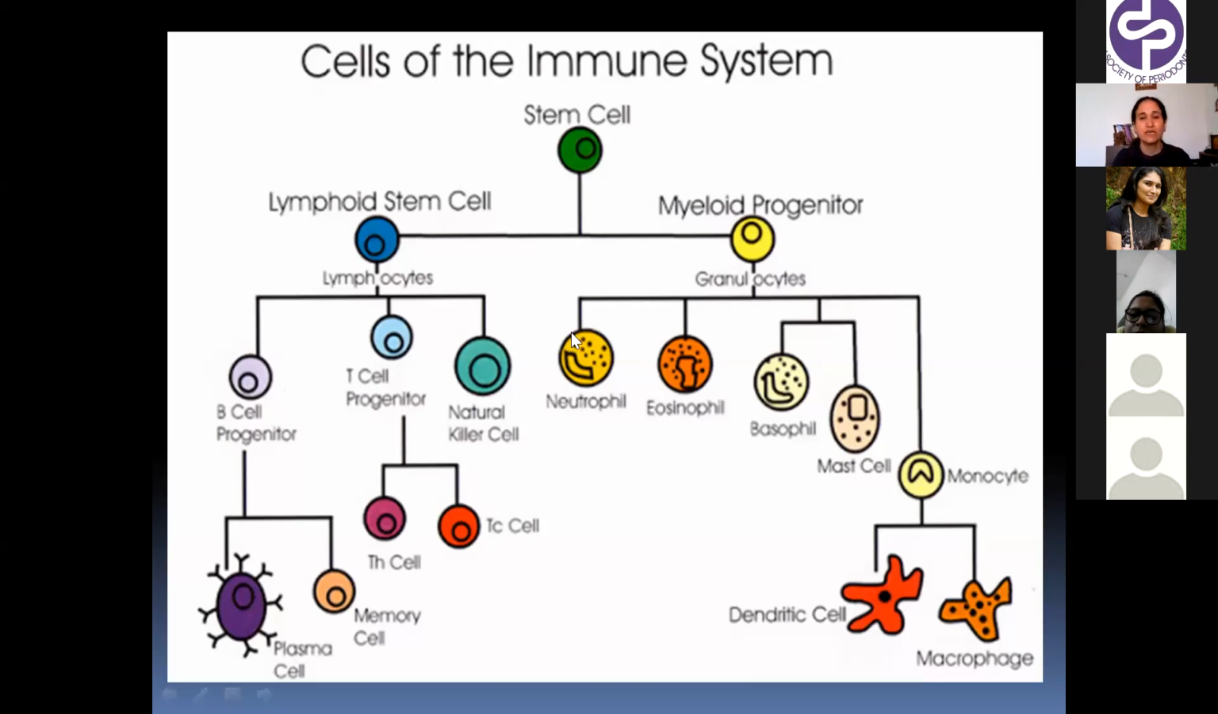From the granulocytes, we have neutrophils, which are the first line of defense. Although I feel that if you have resident macrophages, they are the first line of defense, and they only recruit more neutrophils to that area. We have the basophils, mast cells, monocytes, dendritic cells, and macrophages. So this is the classification.